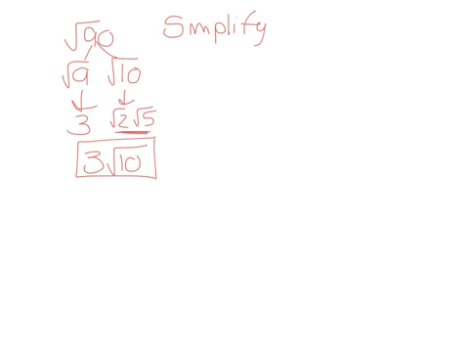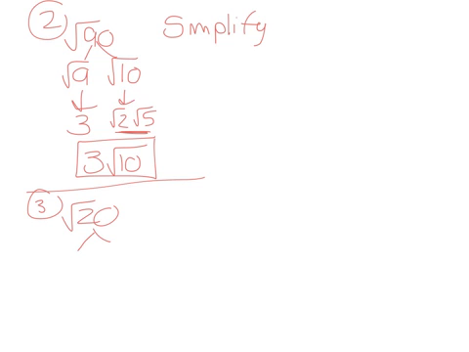Let's try another one. Radical 20. Let's see, this was number 2, and this is number 3. Radical 20, I'm going to break down to radical 4 times radical 5. I'm choosing to use radical 4 because that's a perfect square, and that would equal just plain 2. So the answer is 2 radical 5.